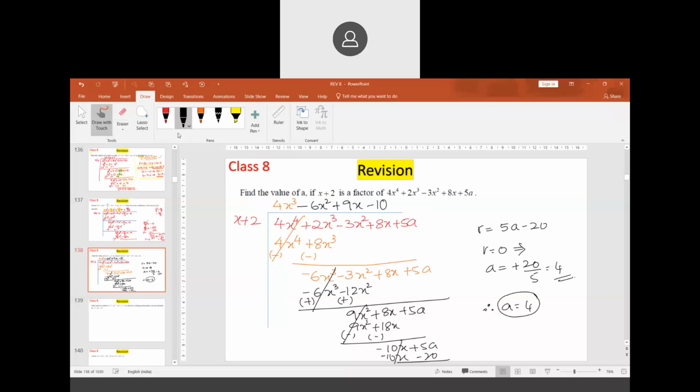If I am not wrong, you will be getting the answer as 4. Sir, here when we are performing division, minus 20 will become plus 20. Yes, sir. Oh, correct. Answer will be minus 4. So here we have minus 4. Sir, the remainder is 5a plus 20, sir.